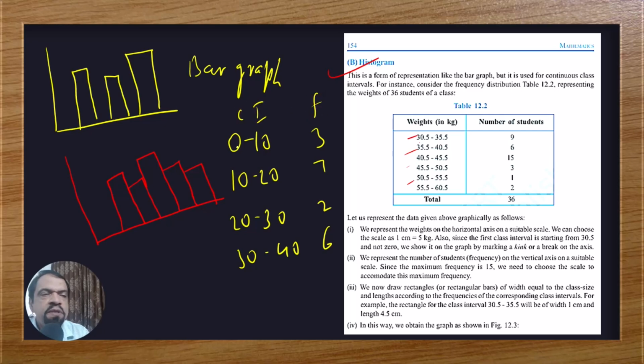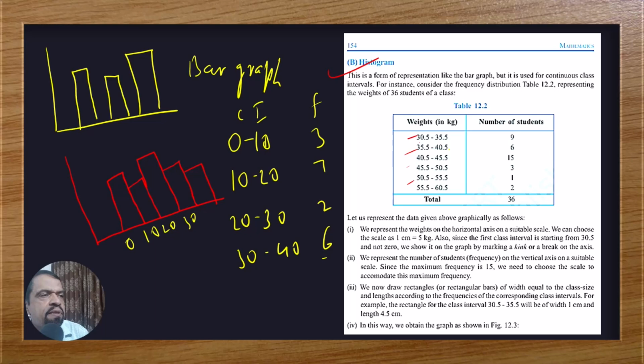So what does it mean? 0 to 10 means 0, 1, 2, 3 up to 9. 10 will be considered in the second class interval. 19 or below 19 will be considered in this class interval. Now 20 will be here, 20 to 29. Then 30 to 40, students are 6. This is a continuous class interval and we represent it like this: 0 to 10, 10 to 20, 20 to 30. So for 0 to 10 we write the number of students, for 10 to 20 the number of students.